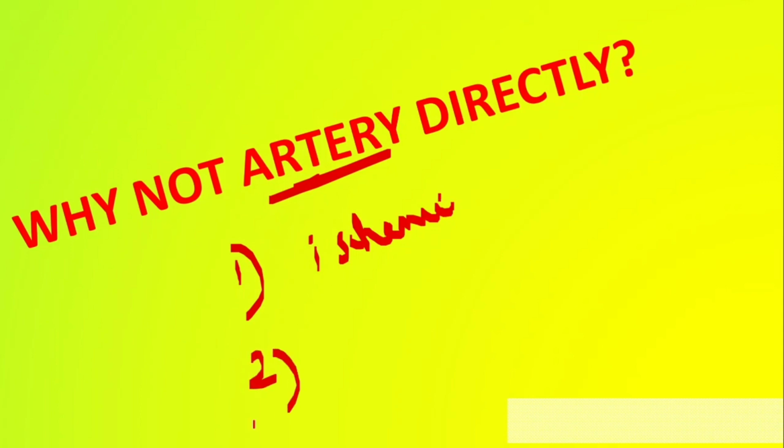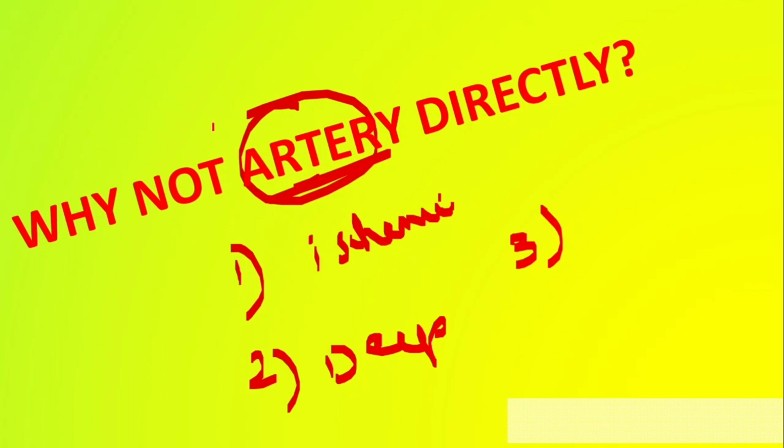Second, arteries are usually deep, very difficult to cannulate. Third, the size of the artery is small, so the AV cannulation needle can't be inserted properly. The vessel remodeling won't be there. So these are all the reasons why the artery is not used directly to take the blood out and supply it to the dialyzer. That is why we need the AV fistula.